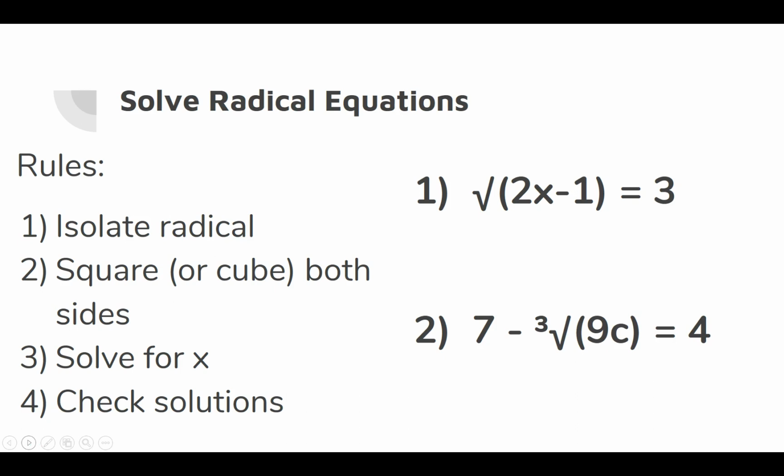How do I know which one to do? The number. Which number? The index, the root. Yes, both are the same. The root or index will tell you how to get rid of that radical. For a square root, you have to square both sides. For a cube root, you have to cube both sides. Once the radical is gone, you can solve for x.